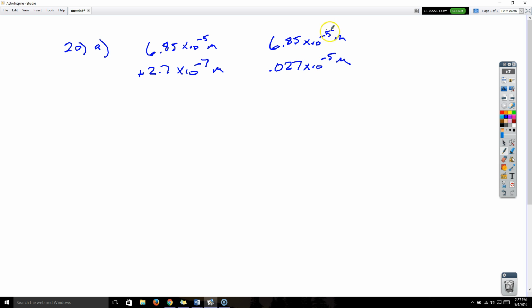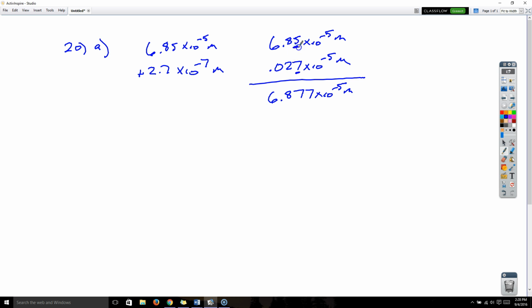Now that they have the same exponent, we can add the two together, and when we add them, notice that the number that is the closest to the decimal to the right would be this number, so that's where I'm going to need to round. This one has the number that you could round to right there, but here we're going to round it to the hundredths place instead of the thousandths place. So you go ahead and add these together. So we're going to get 6.877 times 10 to the negative 5th meters.